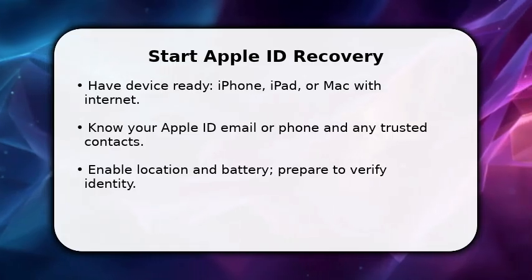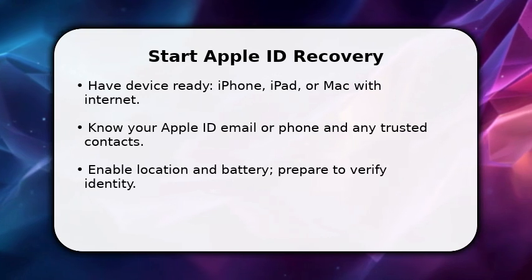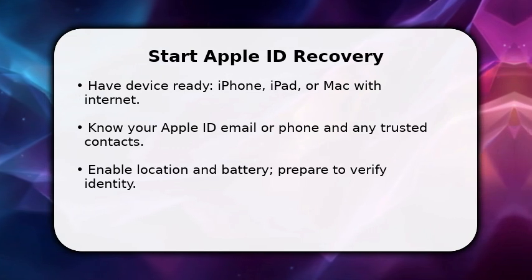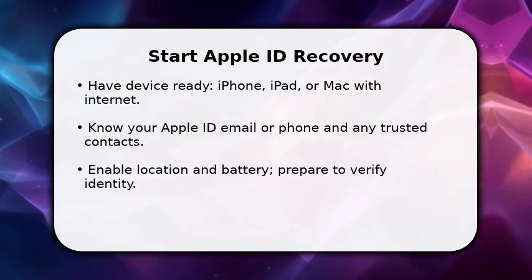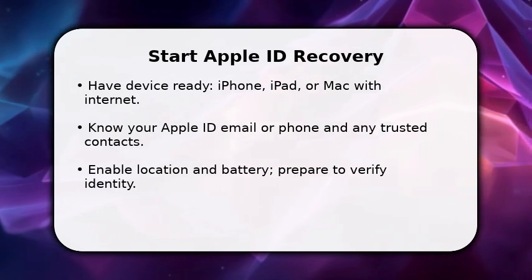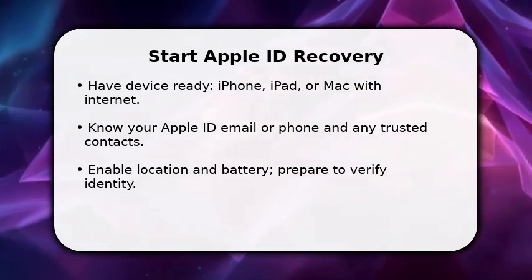You begin now by opening Settings on your iPhone or System Preferences on your Mac and tapping Apple ID. Enter the email or phone linked to the account. This tells Apple which record to pull. Once done, choose Forgot Apple ID or Password and follow prompts.